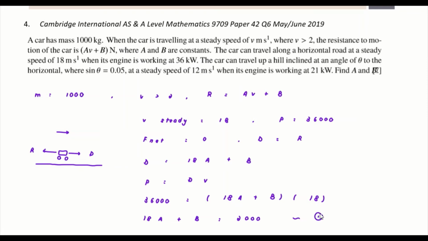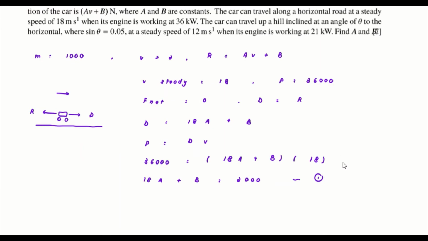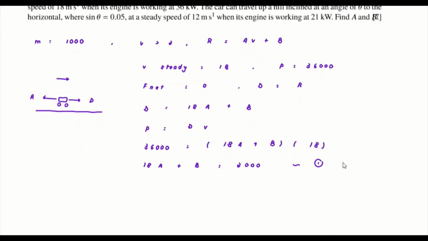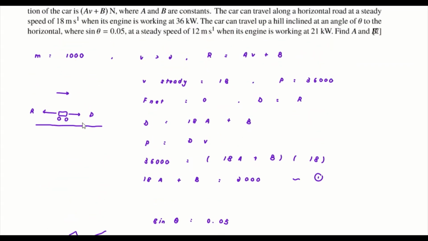Okay, now let's move on to the second part. We have the car travel up a hill at an angle of theta to the horizontal. We can try to draw it out. It's given that sine theta is equal to 0.05. The theta is here. Same thing, we draw a car, and this car is traveling up a hill.